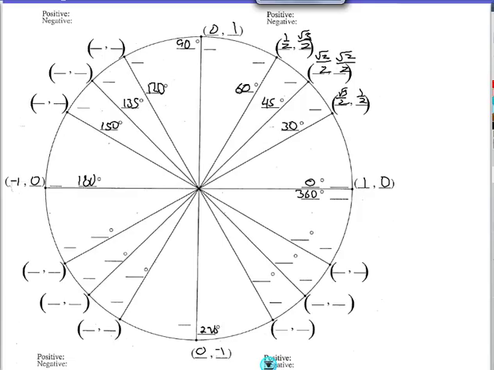Is everybody with me on that? What would these three angles be down here in the third quadrant? How much? 210 is the first one. What would this one be? 225. And this one would be?